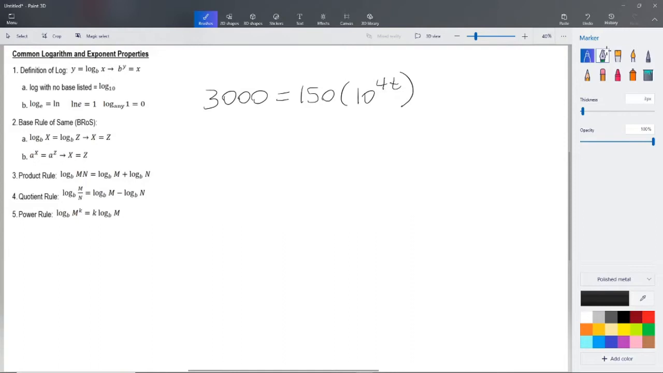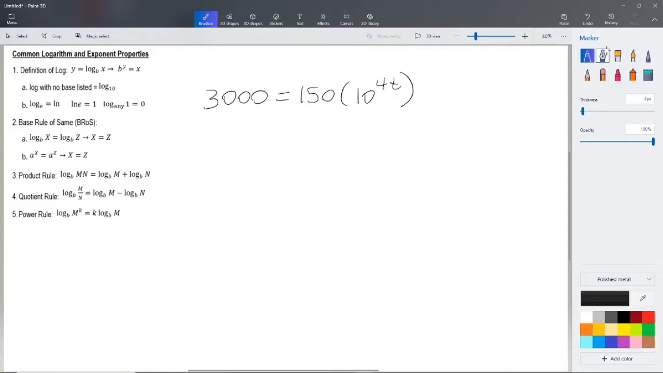Well, the first thing we have to do is isolate the value that has the exponent by itself. So in other words, I want 10 to the 4t on the right side of the equal sign alone. I want it feeling lonely. I want it saying, I miss people, but I want it there by itself.